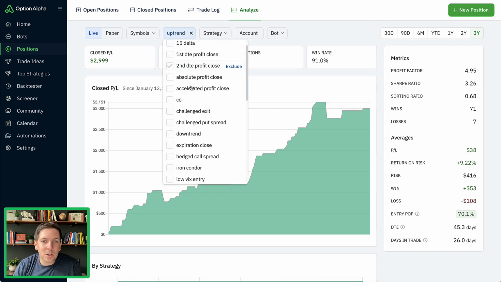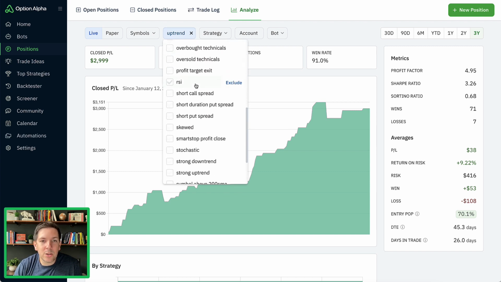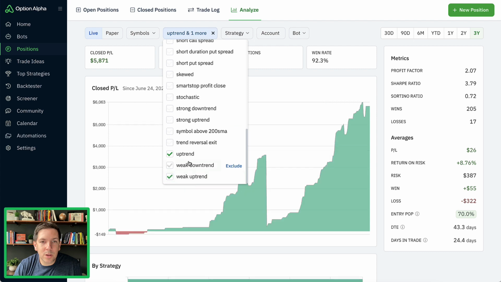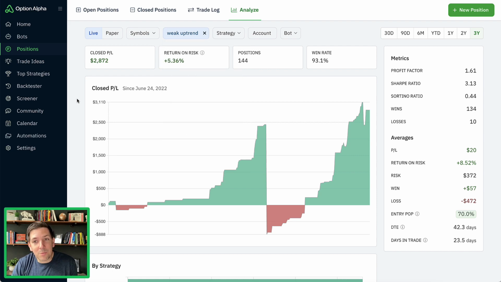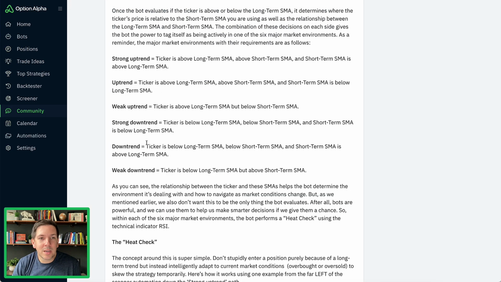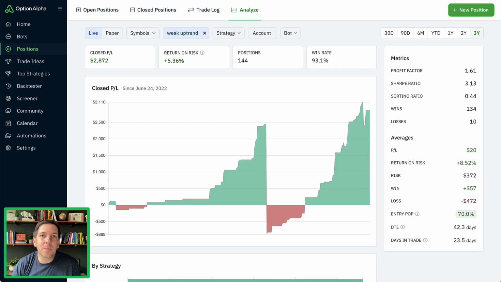Okay, so next one that we're going to do here is weak uptrend. So we'll go down here to uptrend and take off regular. We'll do weak uptrend. Weak uptrend is basically what it sounds like. It's a super weak uptrend. In this case, the ticker was just above the long-term moving average, but it was below the short-term. So the ticker would have been above the 200 but below the 50, something like that. This one did really well also.